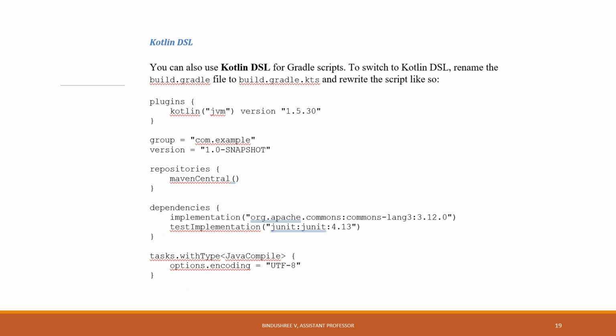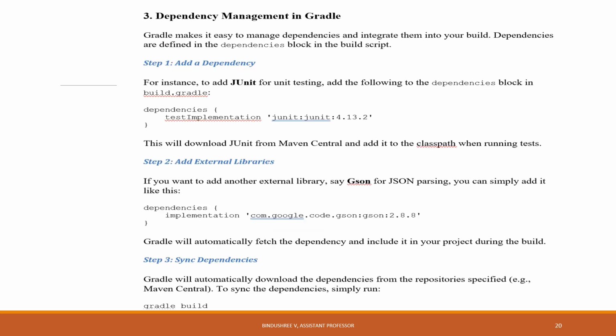If you want to use Kotlin, to switch to Kotlin you can just rename build.gradle to build.gradle.kts. If you want to run with Kotlin, you can do this, and it will automatically change the build file. It will add a JVM plugin like this, and then it will build the KTS file. But by default, we will have Groovy itself.